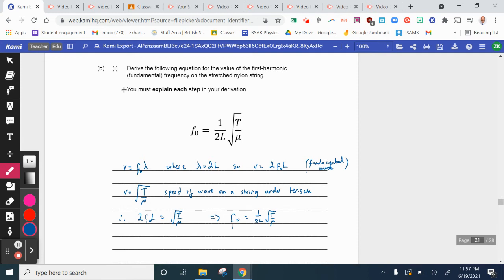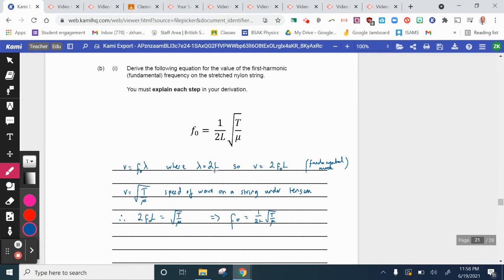Now, this is a derivation that you should be aware of to find the fundamental mode of vibration in a string that is fixed at two ends. And we've got frequency, tension, mass per unit length, and the length of the string. So we know that the speed of a wave is equal to the frequency times wavelength. For the fundamental frequency, we know that the wavelength is 2 times the length of the string.